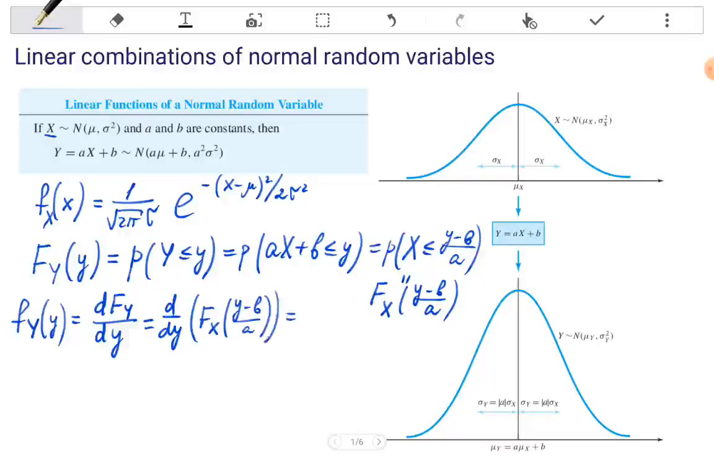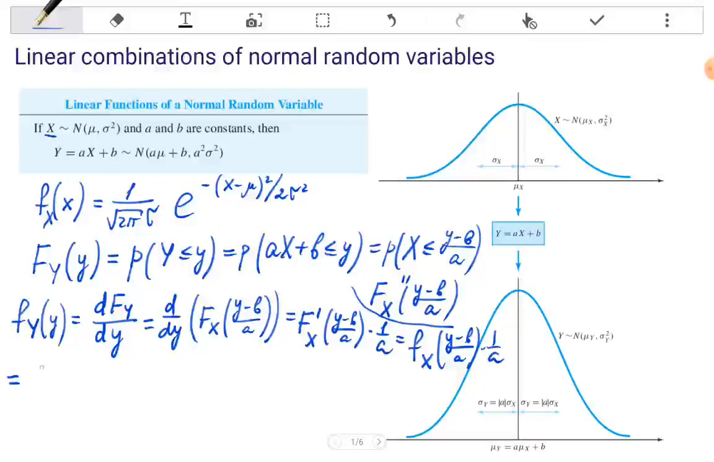And what's this? We use the chain rule, right? The derivative of the function F of X at this point, times the derivative of the function inside, which is just 1 over a. So we get this thing, and we definitely know the derivative of the cumulative distribution function for the random variable X, since it's given that it is normally distributed. So this is f of X at the point (y minus b) over a, times 1 over a, right? And this function we know, this is written here.